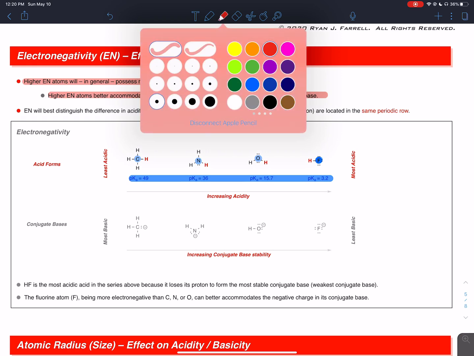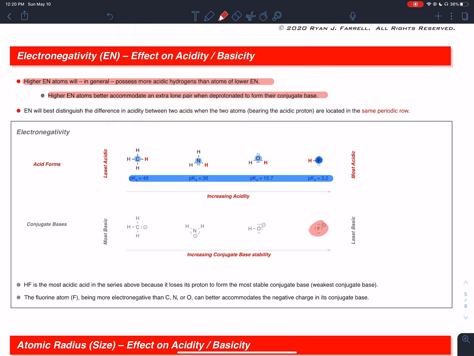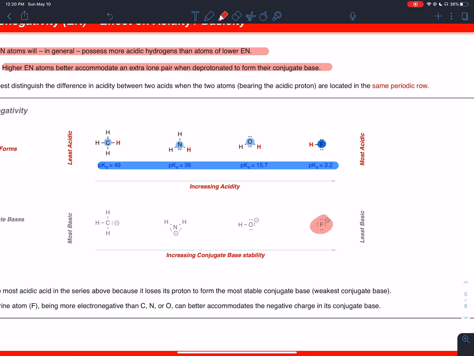And when we think about higher electronegativity atoms, like fluorine is more accommodating of that negative charge than oxygen would be. If fluorine is more accommodating of that negative, it means it is more stable with that negative. F- is the most stable anion in this series. CH3- is the least stable anion.